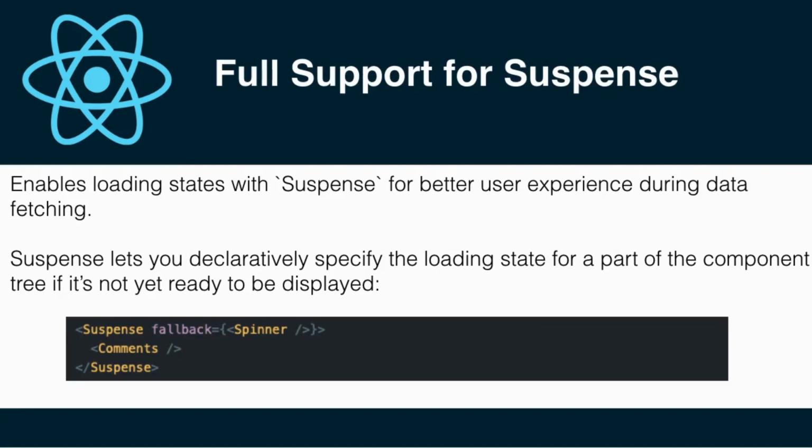Full support for Suspense. As shown on the screen, Suspense lets you declaratively specify the loading state for a part of the component tree if it's not yet ready to be displayed. Until now, React Native was not able to support concurrent rendering for Suspense. The new architecture includes full support for Suspense introduced in React 18. This means that you can now use Suspense in React Native to handle loading states for your components, and the suspended content will render in the background while the loading state is displayed, giving higher priority to user input on visible content.